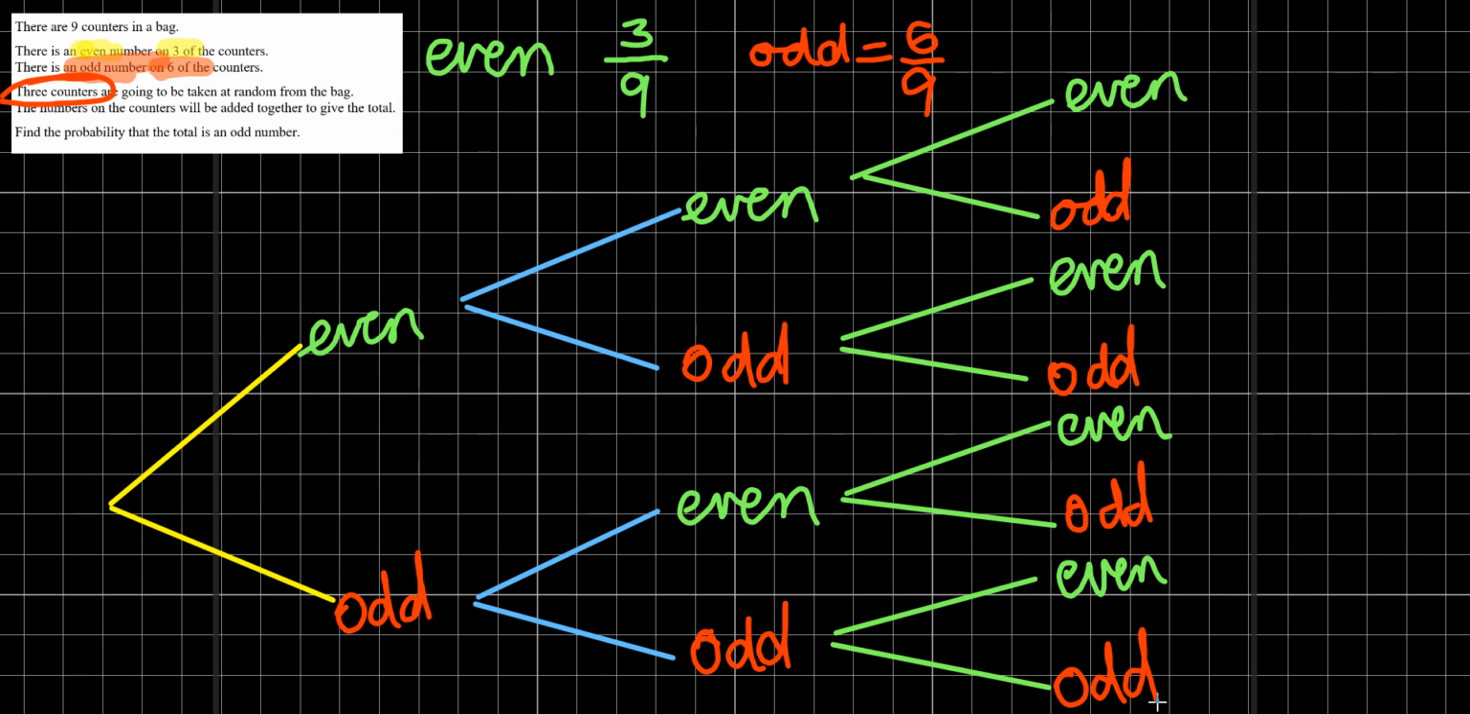So if we look, we started with 9. So we started off with 3 even and 6 odd. The next time we do this, we would have 1 less, because if we had 9 counters to start with, it means that we would have 1 less. And the third time, we would have 1 less from 8.